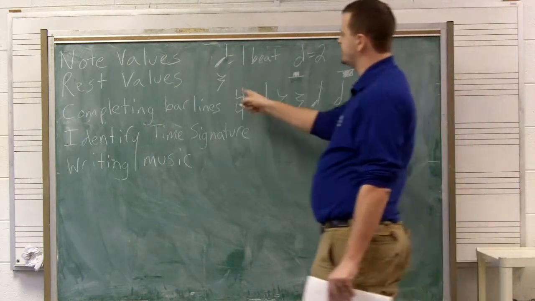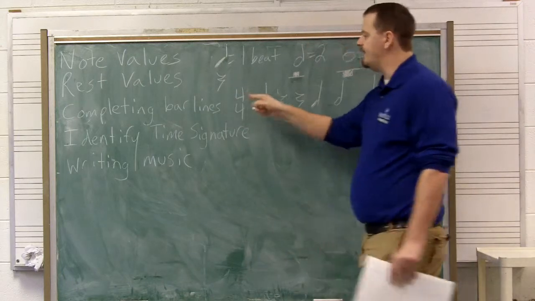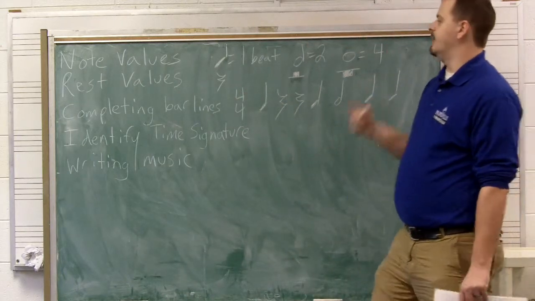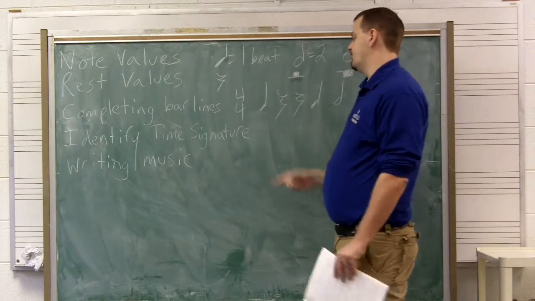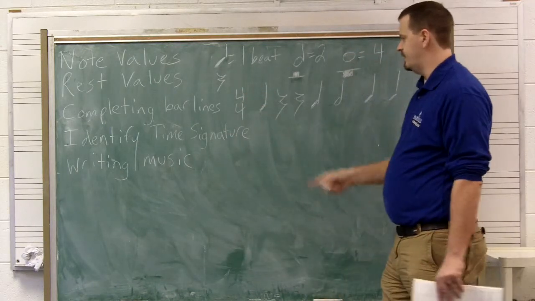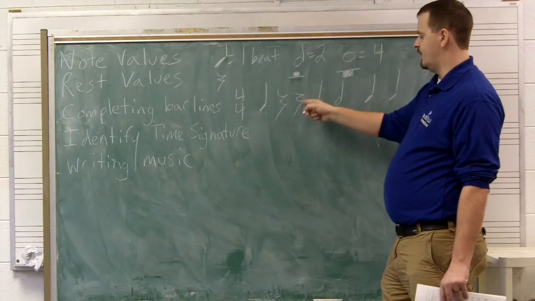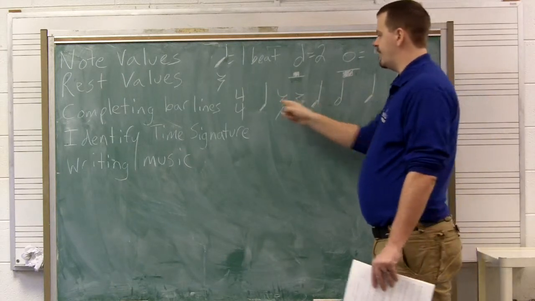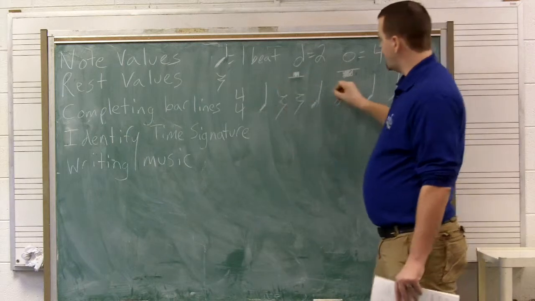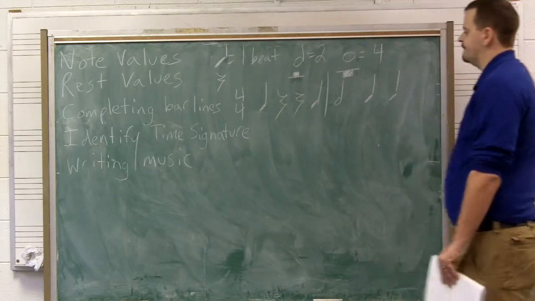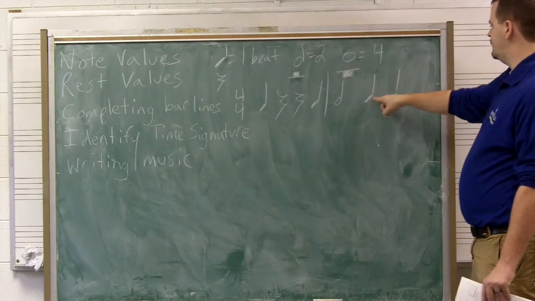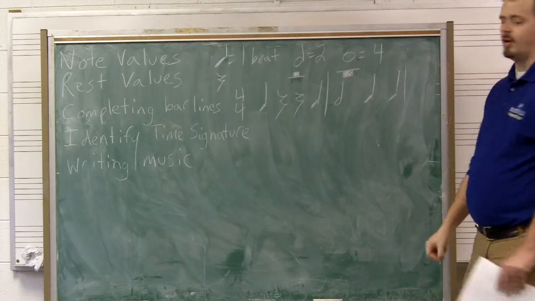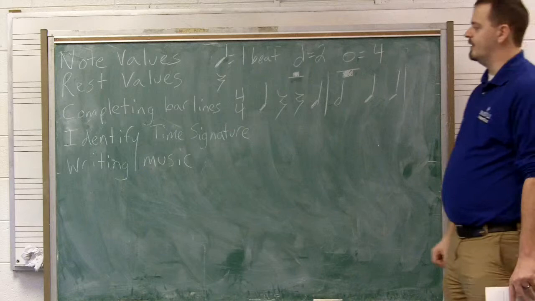The way we do that is we look at the top number and we say how many beats are in a measure. This top number tells us that. And then we have to go through and say, okay, this is worth 1 beat. This is worth 1, 1, 1. We add all of that up, and that equals 4. So right here, we're going to draw a bar line. And if you go through and you add up everything, this is worth 2, 3, and 4. I'd put a bar line there. That's how you complete bar lines.